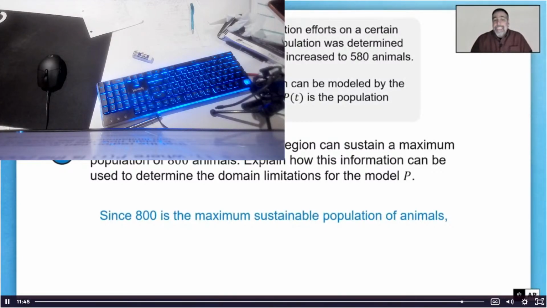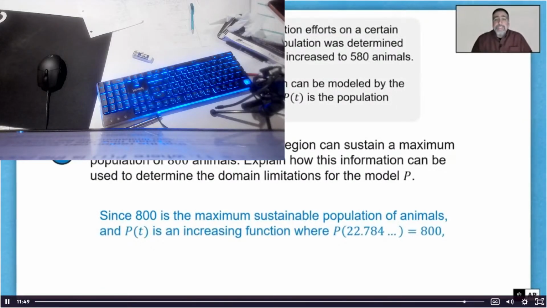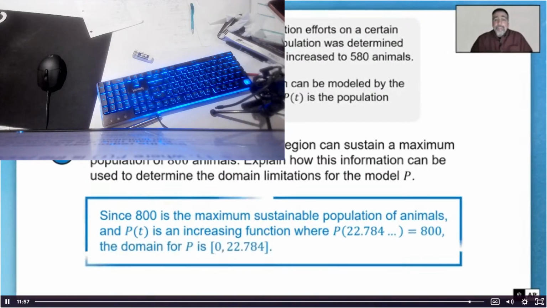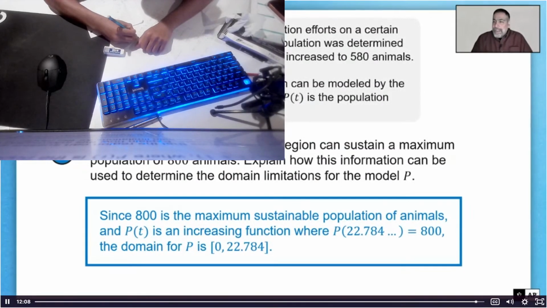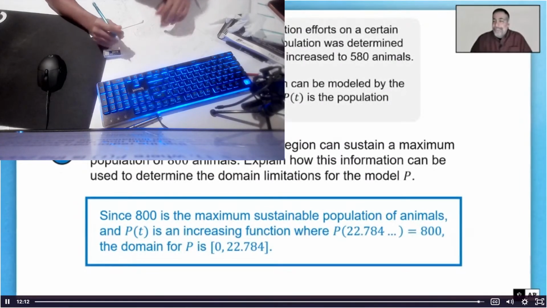Taking that information and thinking about what it means for our problem, since 800 is the maximum sustainable population of the animals, and because P of t is an increasing function where P of that intersection value, 22.784, equals 800, the domain for this particular function is going to be 0 to 22.784. And Becky, if I remember correctly, when I did this on the calculator, that's the truncated answer, right? I think if we rounded this, you also could have gotten an answer of 22.785 as well.